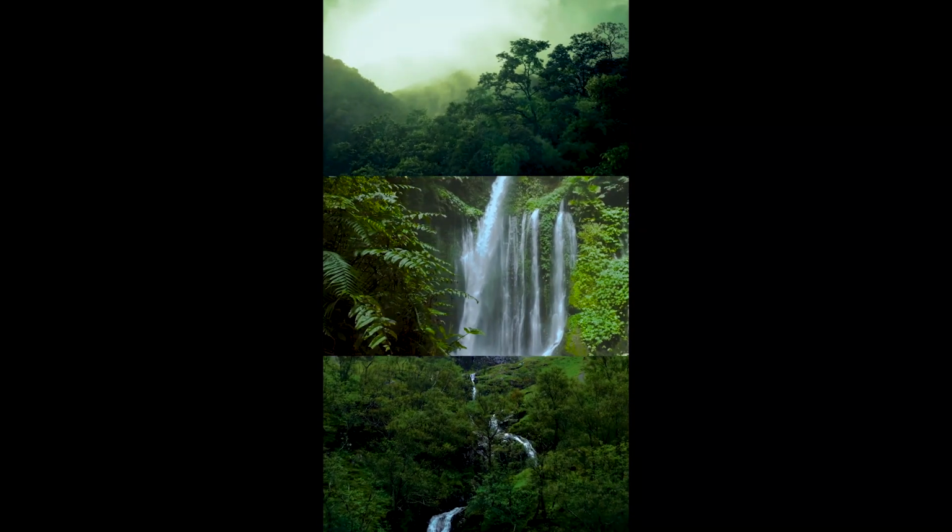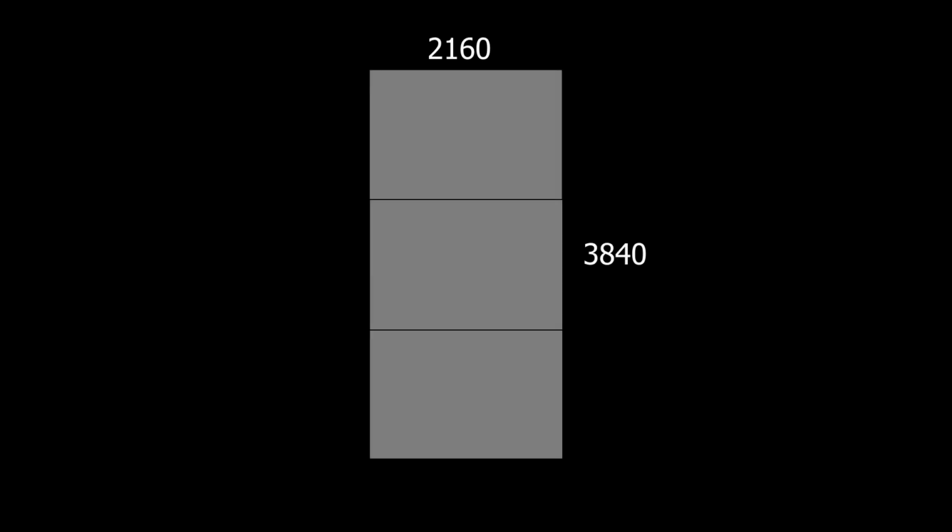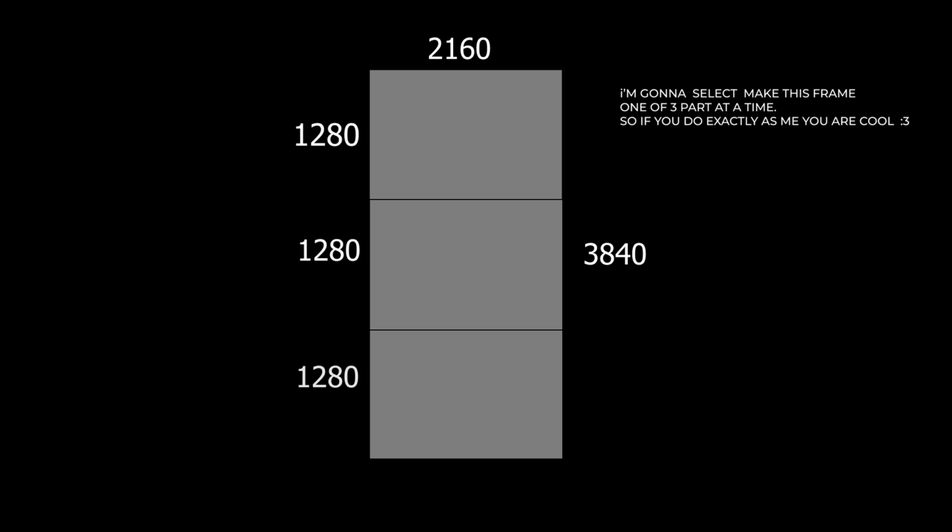Okay, as you saw guys, our framing is different. That's because we need to upload it to Instagram. So for that, we are gonna need a frame something like this, which is 2160 and 3840 of height. What I'm gonna do is divide it vertically into three equal height sections, which is 1280. I'm gonna build up our frame from here.